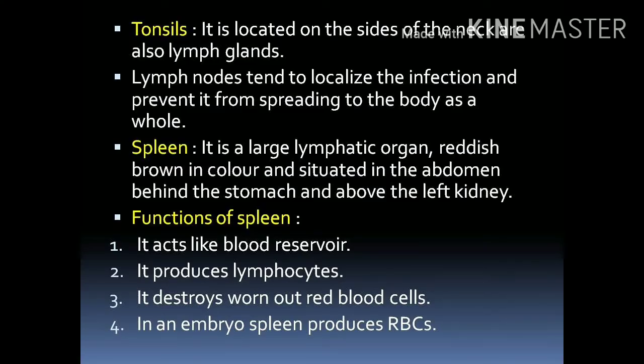Next, spleen. The spleen is a large lymphatic organ about the size of a clenched fist, reddish brown in color, and situated in the abdomen behind the stomach and above the left kidney. So spleen is one of the lymphatic organs. It is reddish brown in color and is situated in the abdomen behind the stomach and above the left kidney. And what are the functions of this spleen?